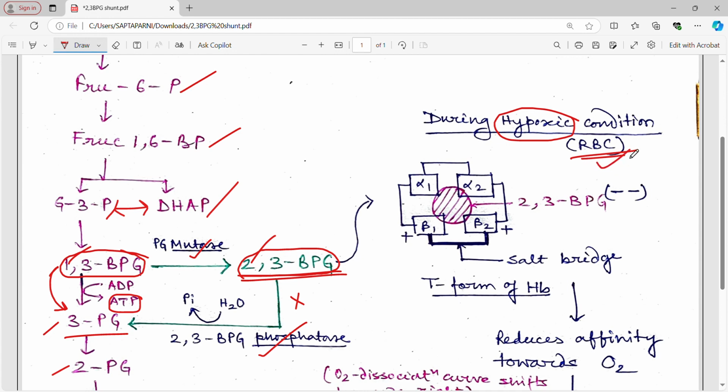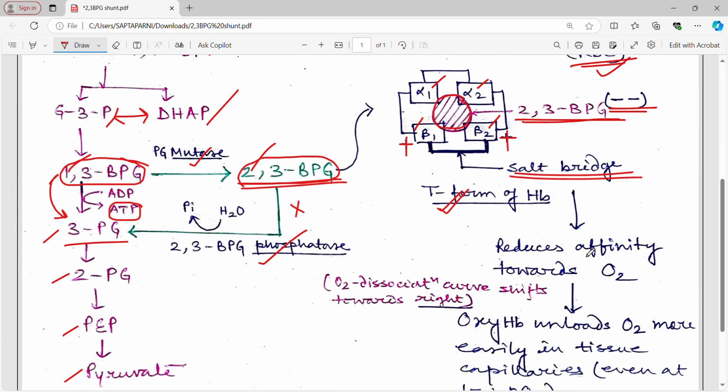We know that RBC contains hemoglobin and hemoglobin has 2 alpha chains and 2 beta chains. And the 2,3-BPG, this pink circle, is very anionic in nature. Now this anionic 2,3-BPG during the hypoxic condition forms ionic bonds with the positively charged beta globin chains, and they stabilize the salt bridge between the beta globin chains. As a result, the tight form or T form of hemoglobin is formed.